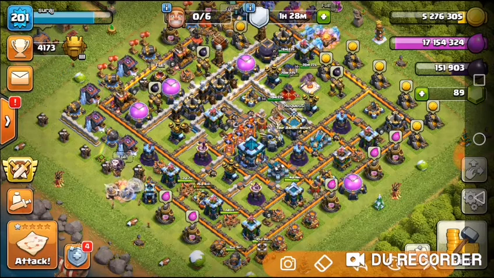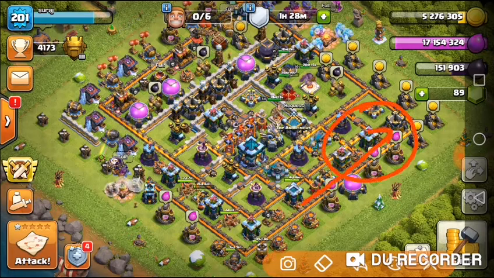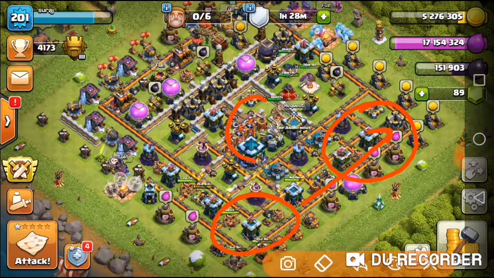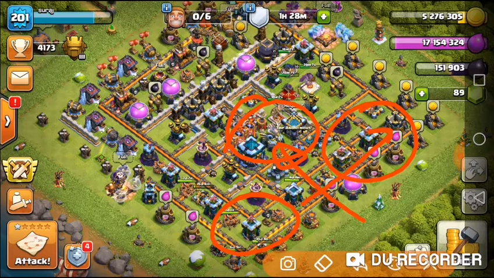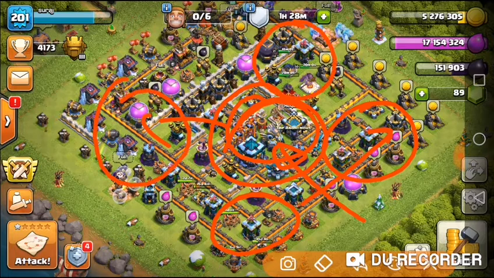Also you may see that the rage spell, if you deploy it in the corners, is not so beneficial. Only when your army is in the middle does it give the most benefit. Once the middle part is clear, then you can deploy your remaining rage spells.